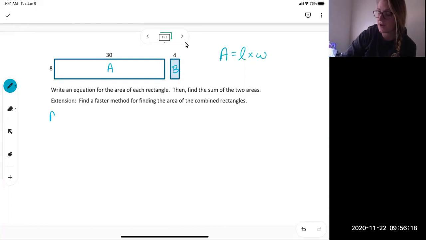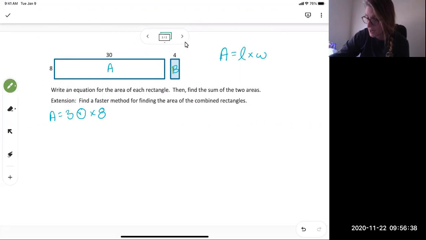Okay, so the area of rectangle A, we'll do that one in blue. The area of rectangle A would be the length, which is 30, times the width, which is 8. And then the area of rectangle B, which I'm going to change to green, the length is 4 and the width is the same as rectangle A, which is 8.